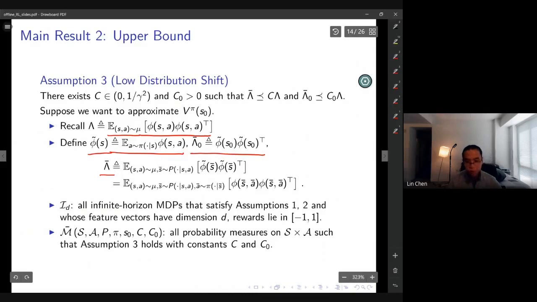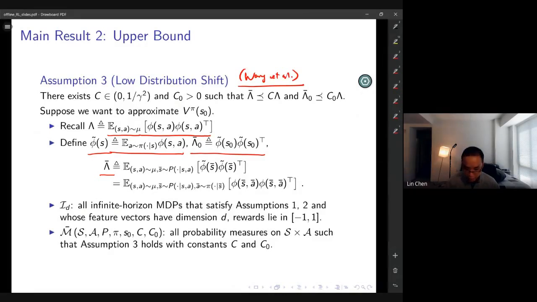And the low distribution shift is an assumption also assumed in Wang et al. This paper studied the policy evaluation problem for finite horizon MDP, and they assume a similar low distribution shift assumption. And here in the infinite horizon policy evaluation problem, we assume this additional assumption.